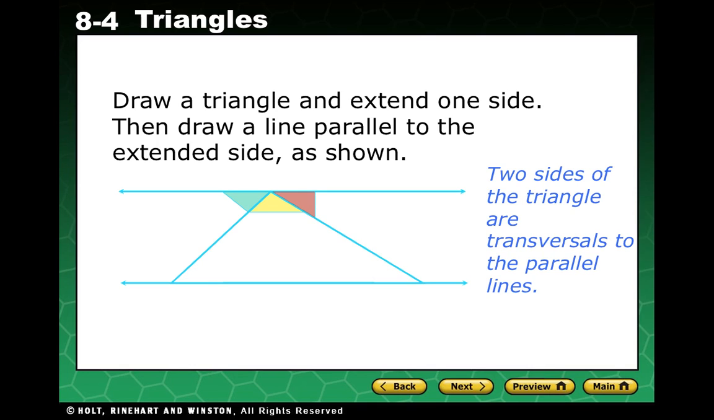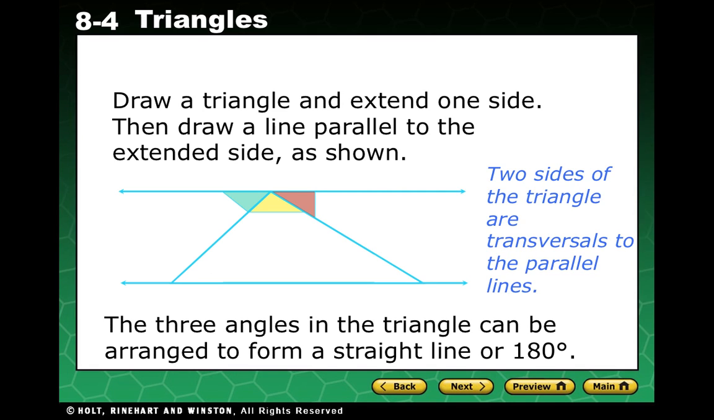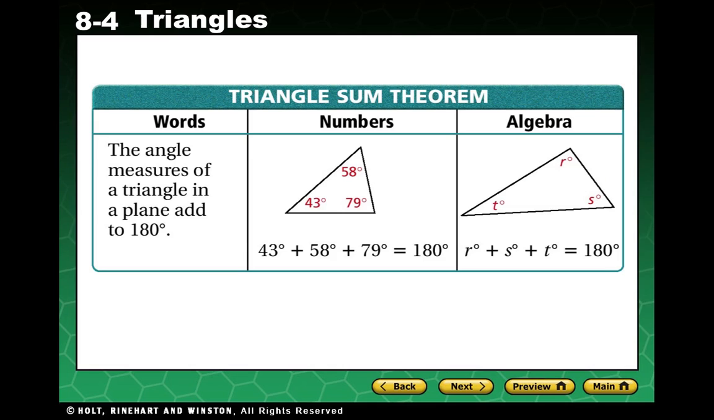Okay, so if we take those angles out and put them in the top there, we know that that will make a straight line, 180 degrees. So three angles in a triangle can be arranged to form a straight line, or 180 degrees. And here's the triangle sum theorem. The measures of the angles of a triangle in a plane add to 180 degrees.